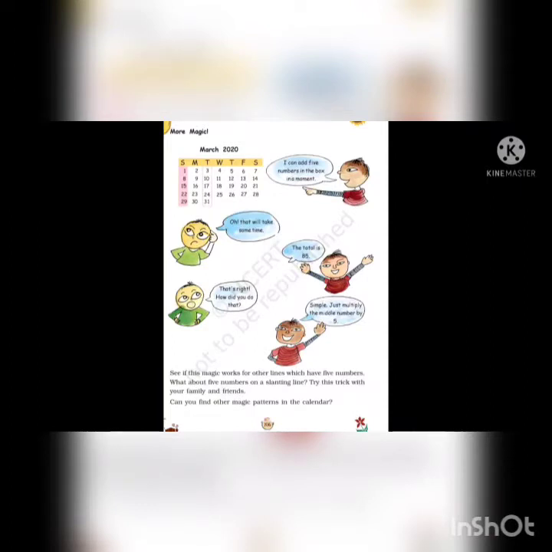See if this magic works for other lines which have 5 numbers. What about 5 numbers on a slanting line? Try this trick with your family and friends. Can you find other magic patterns in the calendar? So this is an activity. You will perform this at your home, as directed over here. This is your homework.